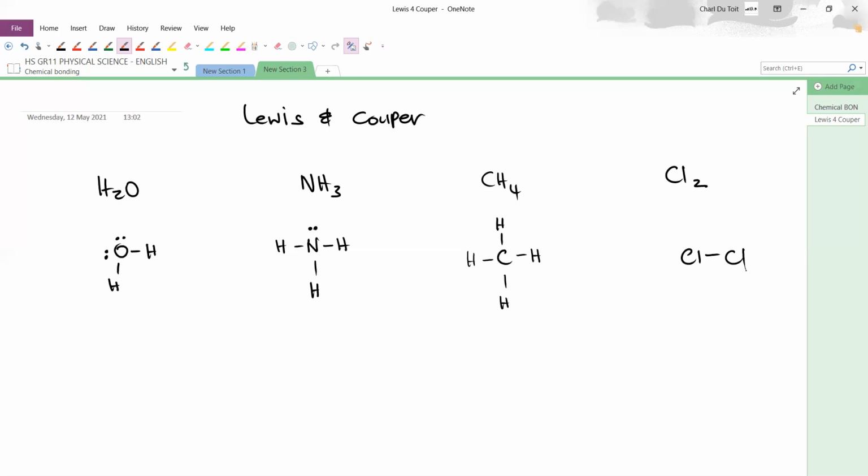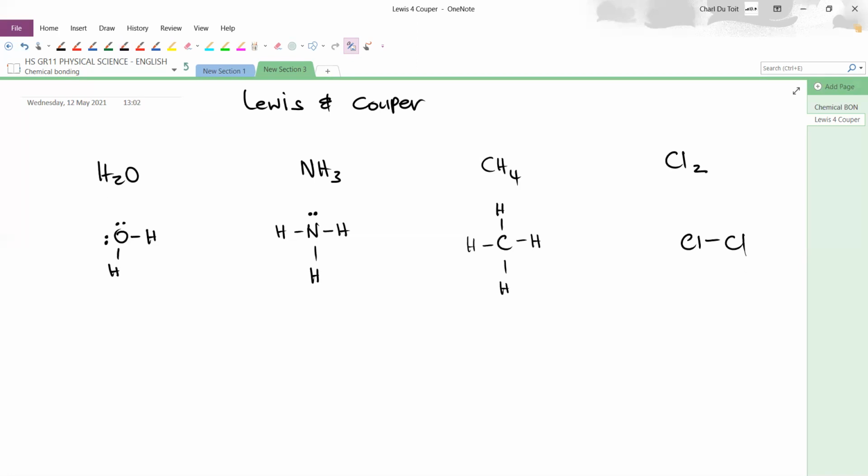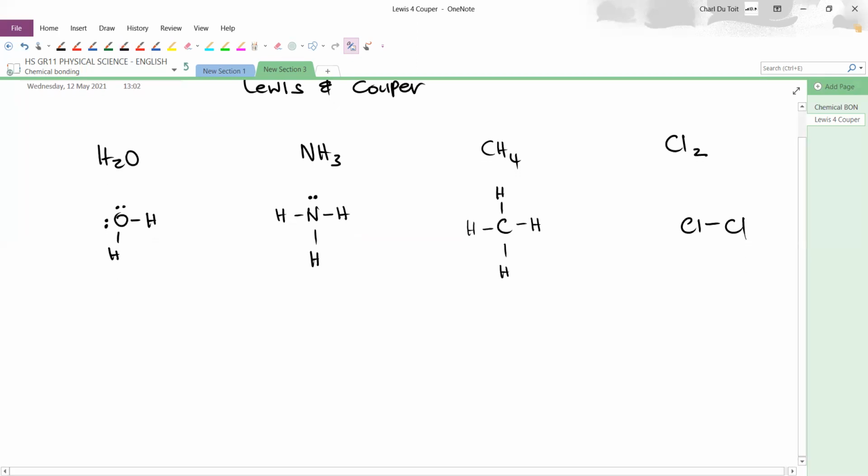Okay, now I want you to look at the molecule and tell me if any of the bonds are polar or non-polar. So look at these bonds. I'm going to highlight this bond here. Is that bond polar or non-polar?